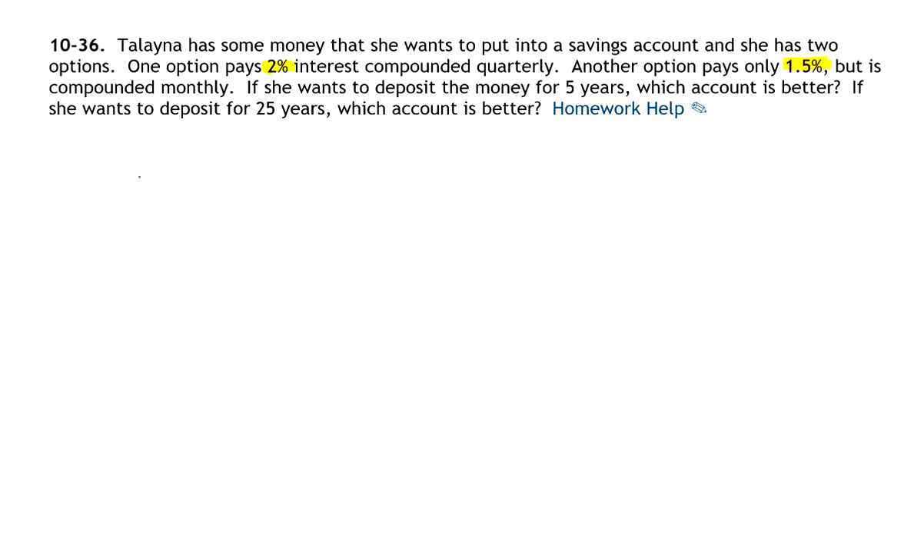So let's look at the 2% interest first. If it's a 2% interest and we're compounding that quarterly, what I'm going to do is take that interest rate expressed as a decimal, 0.02, and divide it into 4 compounding periods for the year. That ends up being 0.005. So that's our interest rate for each of our compounding periods.